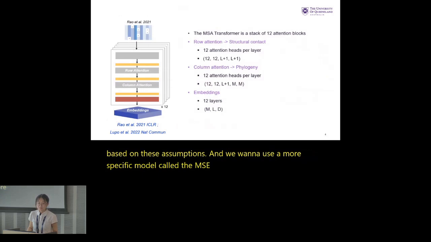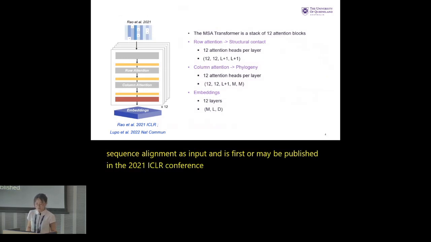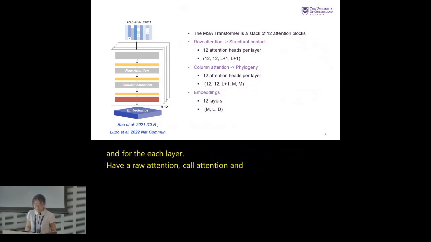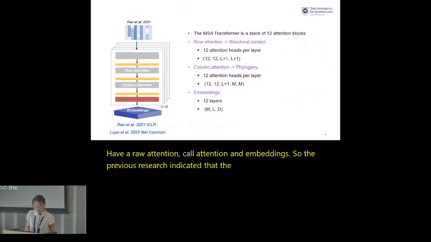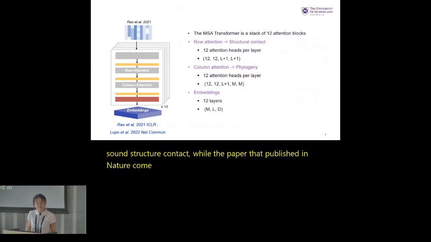Based on these assumptions, we want to use a more specific model called the MSA transformer. It takes a multi-sequence alignment as input, was first published at the 2021 ICLR conference, and consists of 12 layers. And each layer has row attention, column attention, and embeddings. Previous research indicates that the row attention encodes some structural contacts, while a paper published in Nature Communications showed that the column attention encodes some phylogenetic relationship.